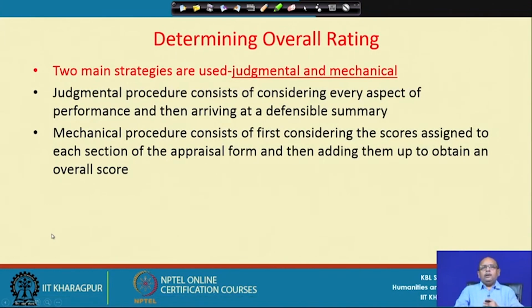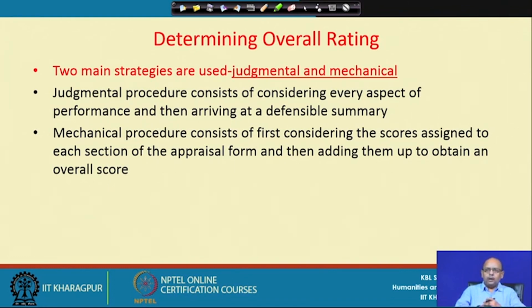Now, how do you look at the overall rating? Is it the summation of all the points that he achieved in all the ratings, depending upon the number of dimensions that you have? Suppose you have 10 dimensions related to behavior on a 5-point scale. So, the maximum rating that he can get is what? 50, if he gets 5 points on all these scales, right.